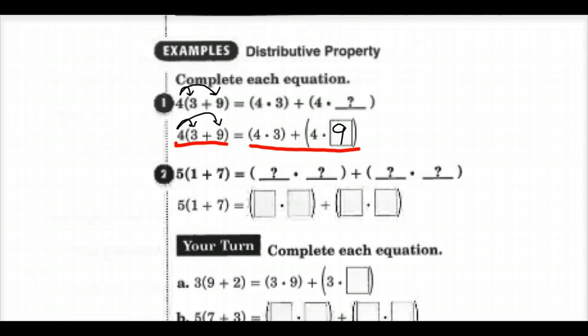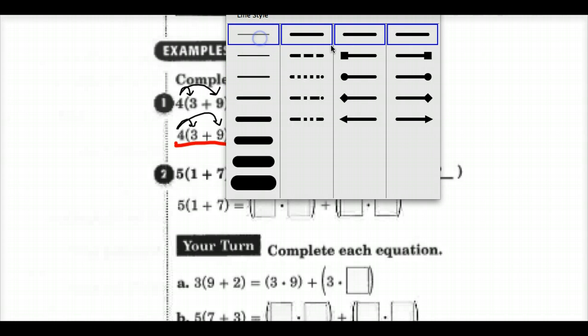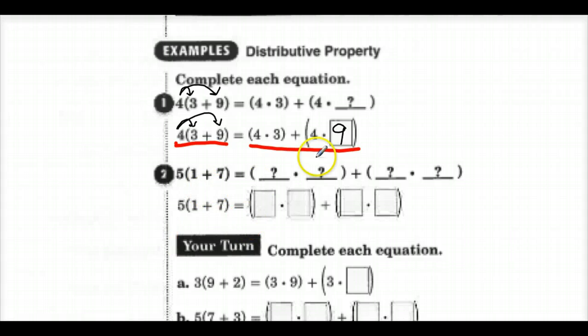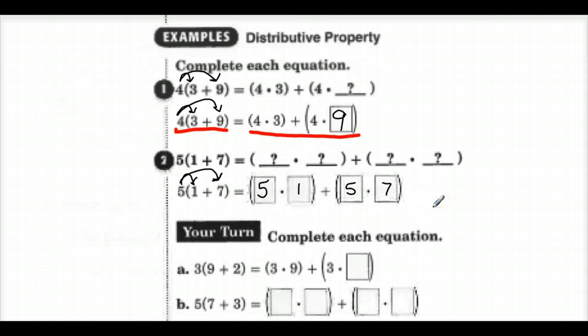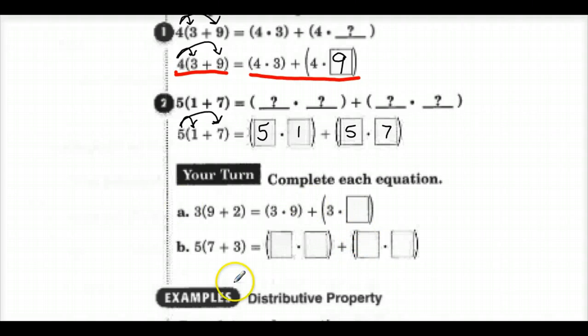So our second example says 5 times the quantity 1 plus 7 is equal to what? Well, like I said, we're distributing the 5. Think of distributing like passing it out. You're distributing papers in class. You're distributing that 5, giving one to everyone. So you do 5 times 1 plus 5 times 7. Alright, so your turn. Go ahead and pause me here and complete A and B. See if you get the answers right.